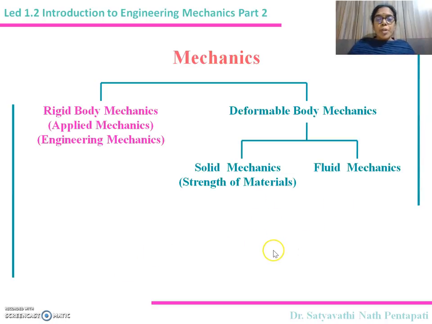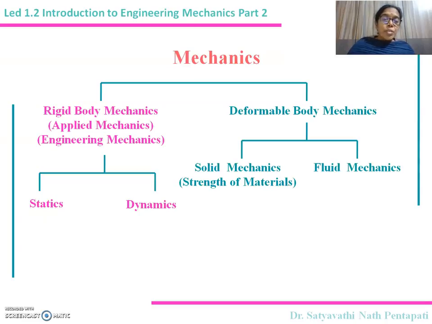Coming to rigid body mechanics, it is also called applied mechanics or engineering mechanics, and can be classified into two parts, statics and dynamics. Before going to learn what statics and dynamics are, what is a rigid body? First, let us try to understand.